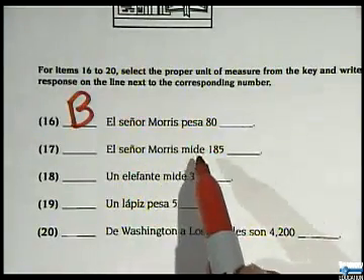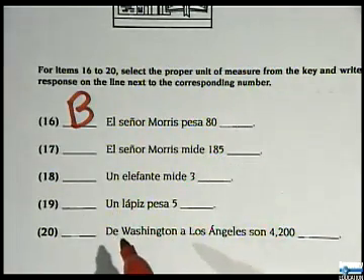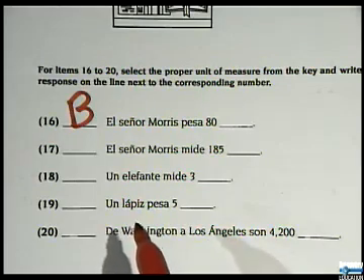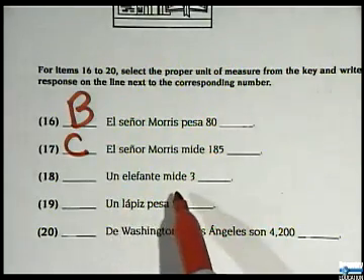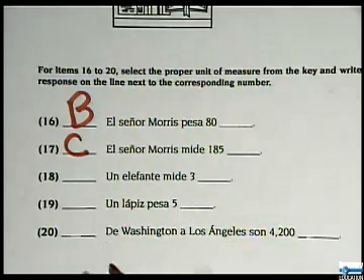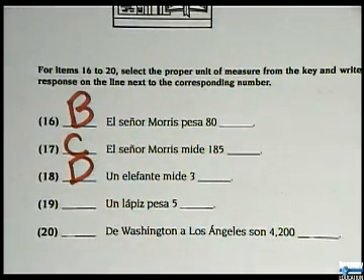El señor Morris mide, and that means measure, 185. Well, is it centímetros, metros, or kilómetros? Well, kilómetros and metros would be too big. So that's going to be centímetros, letter C. Okay. Number 18. Un elefante mide 3. An elephant measures 3. Well, centímetros are too small and kilómetros are too big. So that will be metros, letter D. Letter D is number 18.